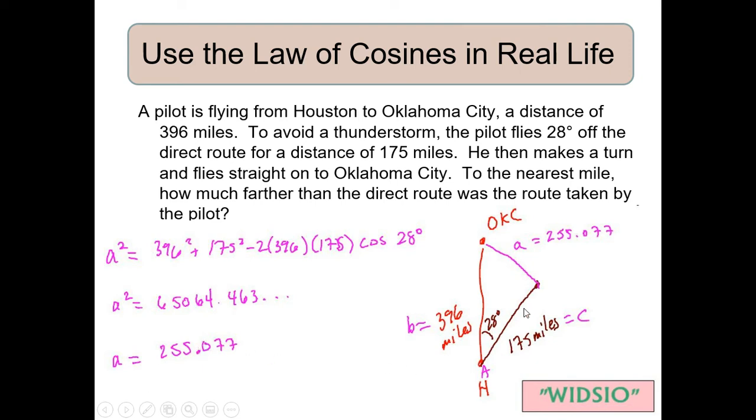But now we just have to add these two together and see how much further it is than 396. So A plus C is equal to approximately 430.077. Subtract 396, and it gives us approximately 34.077 miles further.